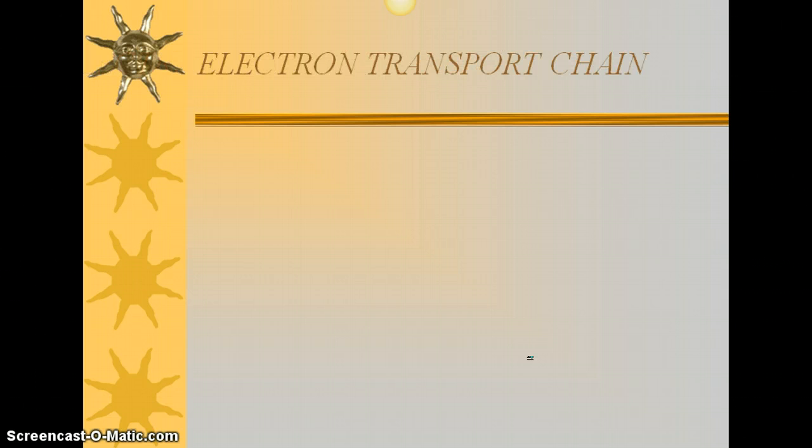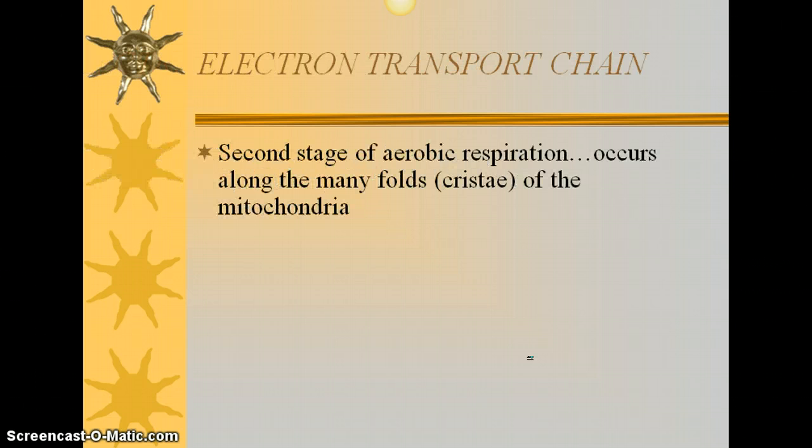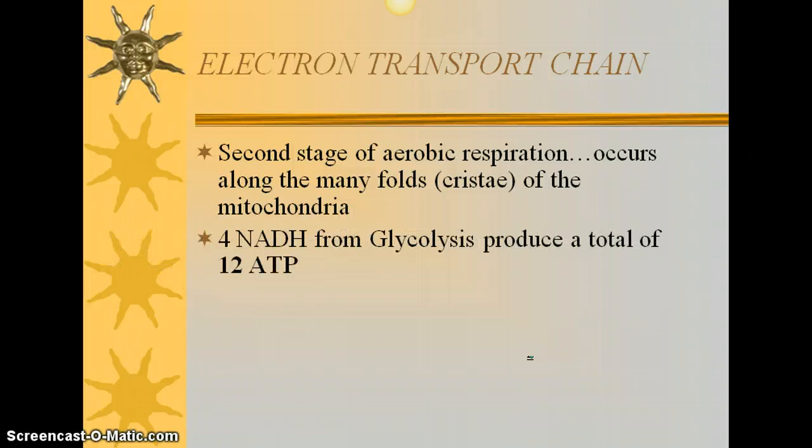The electron transport chain is where we're going to get all of our energy. So this is the second stage of aerobic respiration. And it occurs along the folds, so going back and forth across those folds, which are called cristae of the mitochondria. It's kind of like doing this concentration gradient idea with electrons. And so when that happens, we're going to see ATP produced.